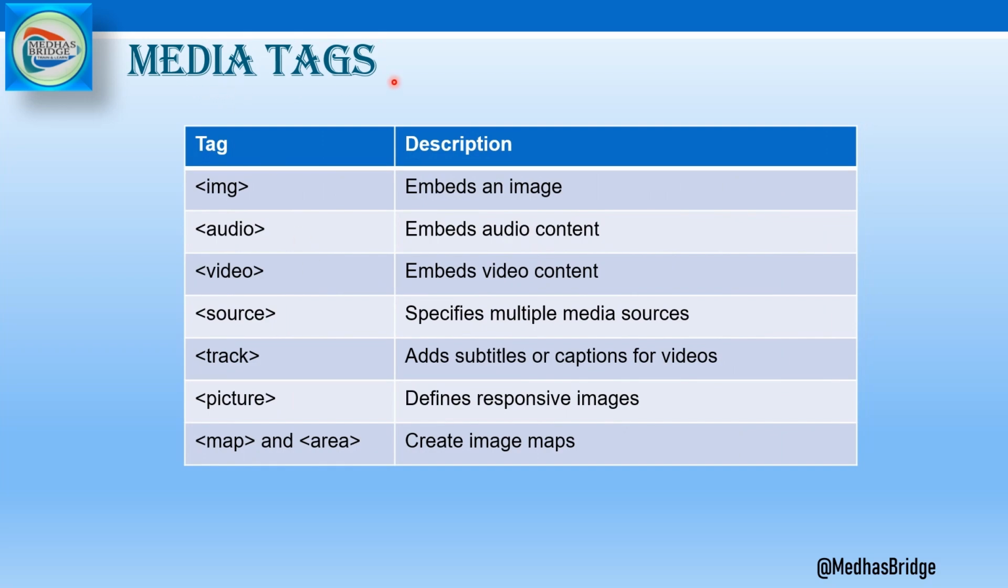Media tags. For images, we require an img tag. For embedding audio content on the web page, you require audio. The video tag embeds video content. Source specifies multiple media sources. Track adds subtitles or captions for the videos. Picture defines responsive images. Map and area create image maps. So these are the media tags that we can use in our HTML web page design.